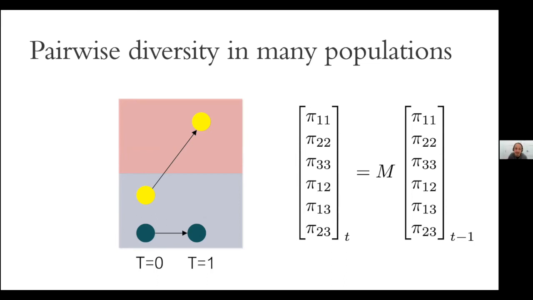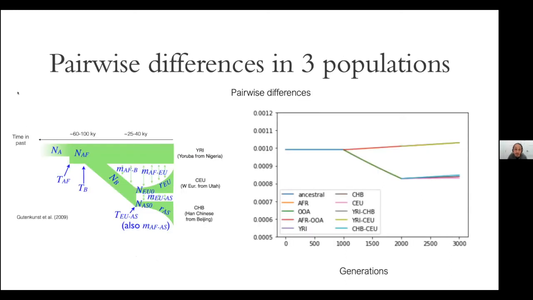There's a mathematical reason why we can do that, but I don't really have the time to discuss it today. But now we suddenly have 6 observable statistics for 3 populations. If I take the model of Gutenkunst that I showed you earlier for the out of Africa event, we have all these parameters, and we can generate predictions over time. This is what we're seeing here, with the time in generations.